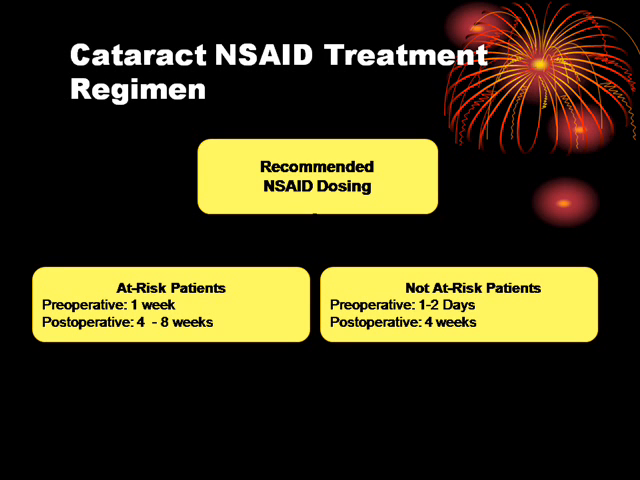Now, if we plan to use these NSAIDs, what is the treatment regime? The treatment regime in a predisposed individual is to start 1 week pre-operatively 3 times a day and continue it for 4 to 8 weeks post-operatively. In a non-predisposed patient, you can start 1 or 2 days before the surgery and continue for 2 to 3 weeks.